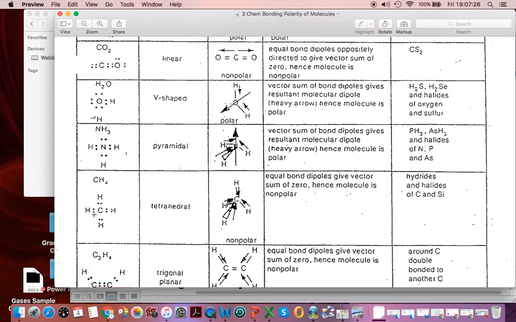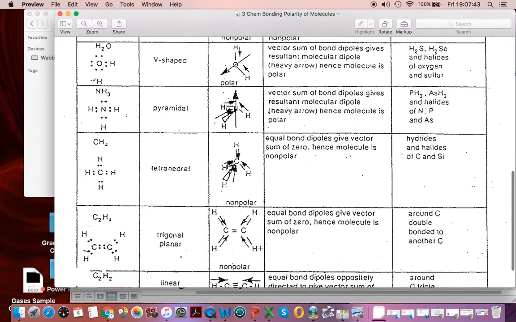But if we put three hydrogens and one chlorine, now our dipole would go towards the chlorine. And let's say we put two chlorines and two hydrogens. You might say, oh, they might cancel out, but they will not. The dipole would split the difference between the two chlorines.